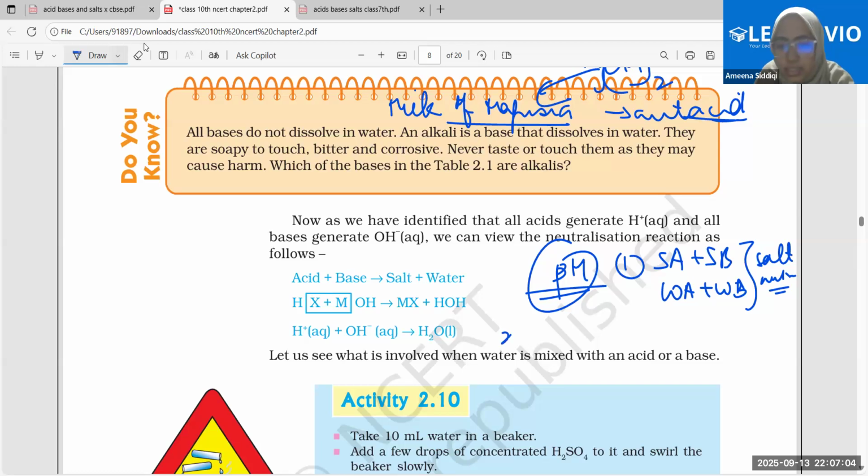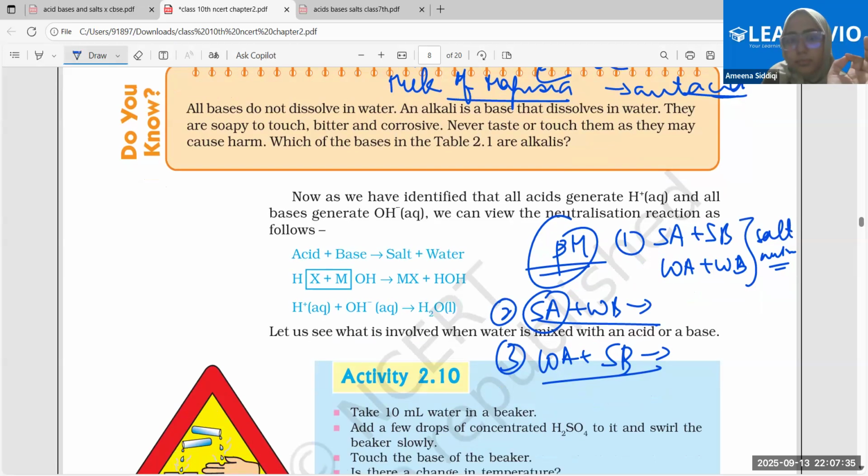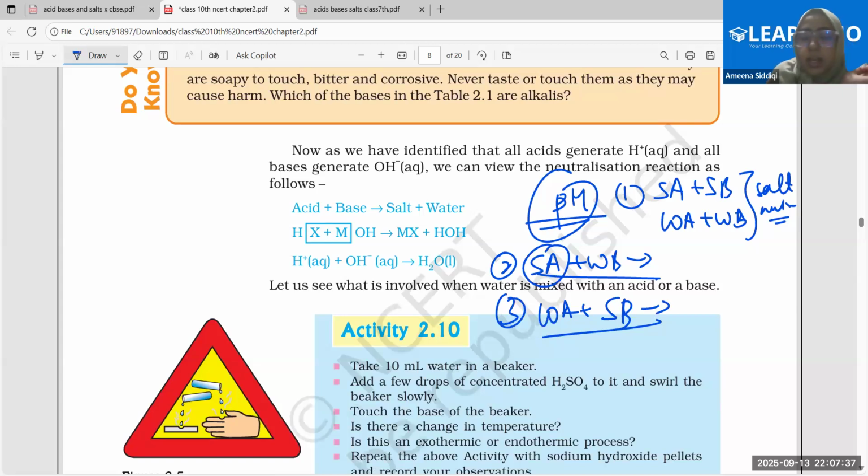Now the second case is if we have a strong acid and a weak base. This will be slightly acidic. The pH of this salt will be slightly acidic. Why? Because the acid here is strong. Third, we have a weak acid but a strong base. In this case, what will be the pH? The pH will be slightly towards basic. So that is the simple point here. Any confusion in this? No, ma'am.